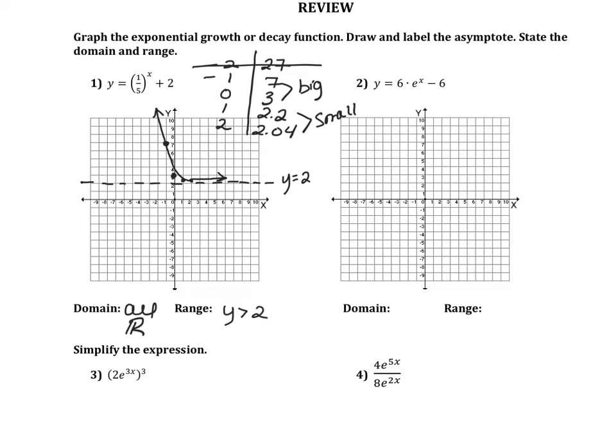Okay, so is this going to be growth or decay? Decay. Yep, because as you read it left to right, it's getting smaller. Or if you look at the number here, 1/5, that is greater than 0 but less than 1. So it's going to be decay. Okay. Questions on that?